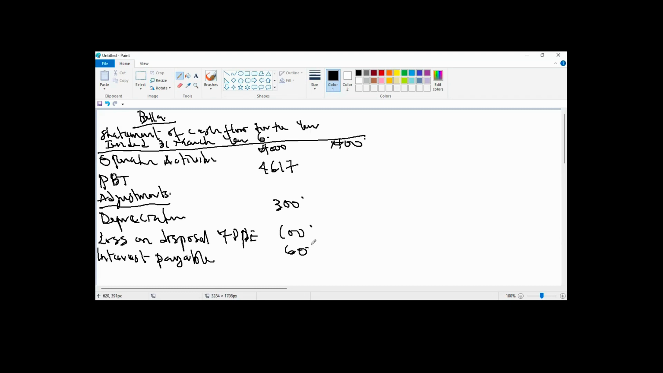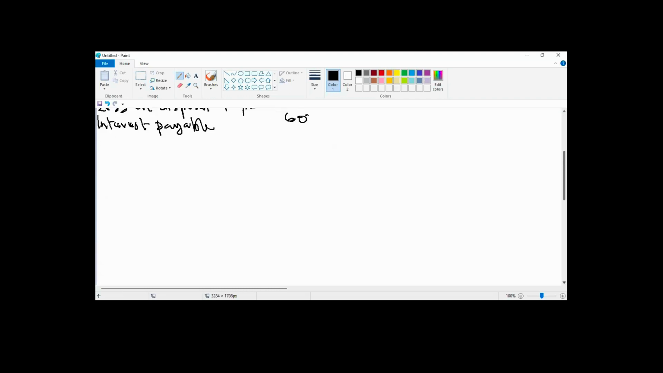Change in working capital. Don't forget the working capital. Just follow the template. What are the working capital items? Current assets and current liabilities. We'll go to the question.